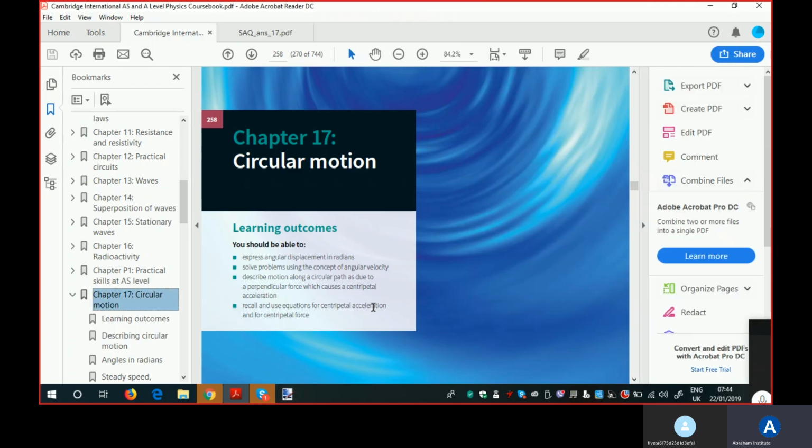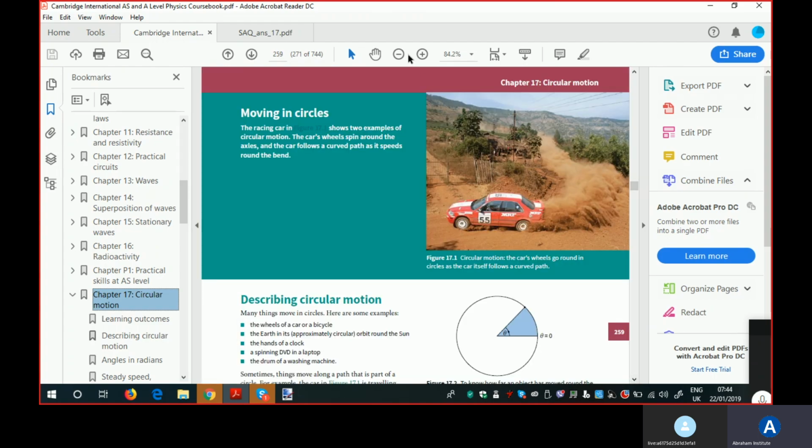So recall and use equations for centripetal acceleration. That is what I taught you just now. Now we will move on to the actual chapter.